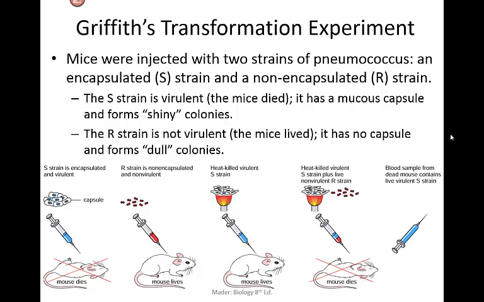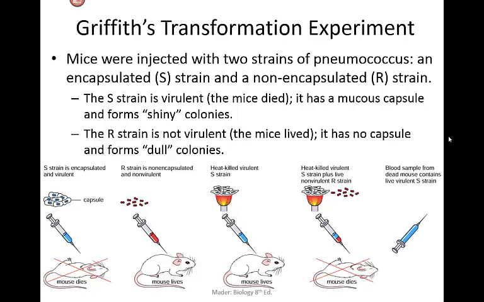So one of the first to look at how DNA was acting as genetic material was Griffith, and he performed some transformation experiments. He took mice and injected them with 2 different strains of pneumococcus, a bacteria. One of the strains was encapsulated, and he called it the S strain. The reason they call it the S strain is because it literally looked kind of shiny if you were looking at these colonies on a plate.